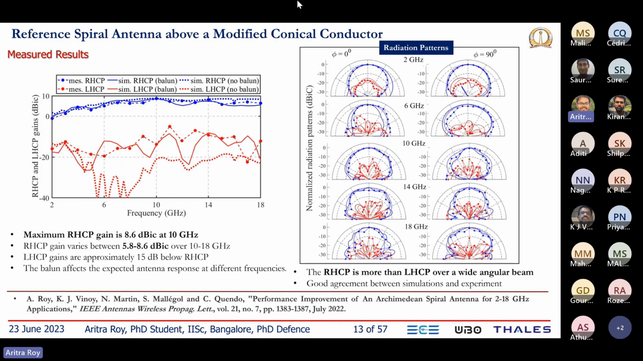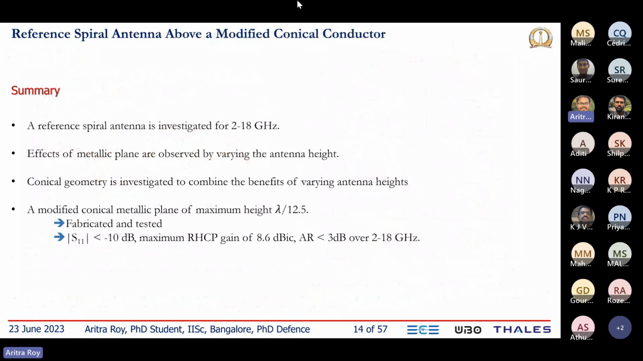We have also plotted the radiation patterns for the two principal planes at different frequencies, where we can see good RHCP responses over a wide angular beamwidth. So here is the conclusion of this chapter. First, we investigated a reference spiral antenna in a freestanding configuration. Then we varied the antenna height to see the effects at high frequency and low frequency. Then we investigated a conical geometry and modified it into a truncated conical geometry, where we achieved good antenna gain and flat frequency response.